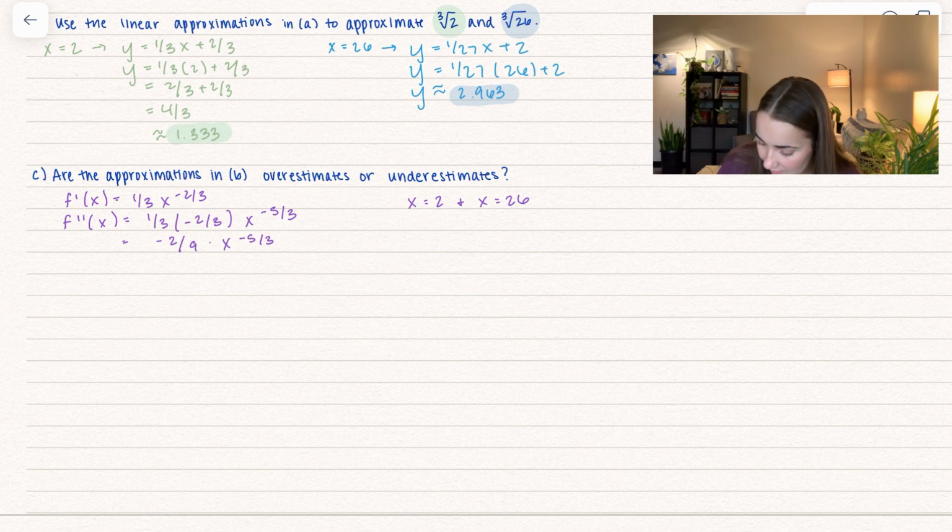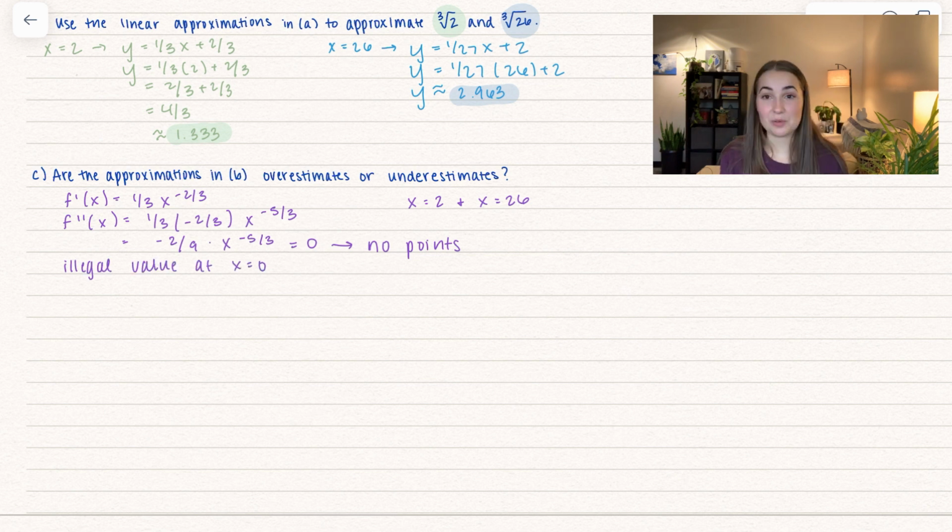In our case, when we set this equal to 0, this doesn't give us any points. But what we do have is an illegal value. So we have an illegal value at x equals 0 because we can't divide by 0. If I were to simplify this equation, I would get negative 2 over 9x to the positive 5/3, which tells us if I plug in 0, I would be dividing by 0, which is illegal.